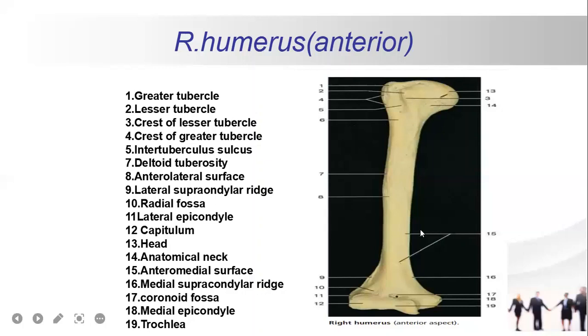We have number 15, the anteromedial surface of the humerus. Number 16 is the medial supracondylar ridge. Number 17 is the coronoid fossa, right here. Number 18 is the medial epicondyle, and 19 is the trochlea of the humerus. Let's now check on these landmarks, the surface marks of the humerus, and what their main functions are.